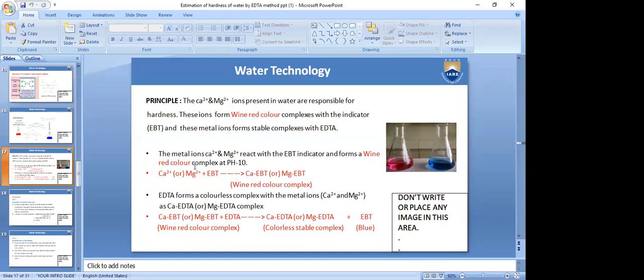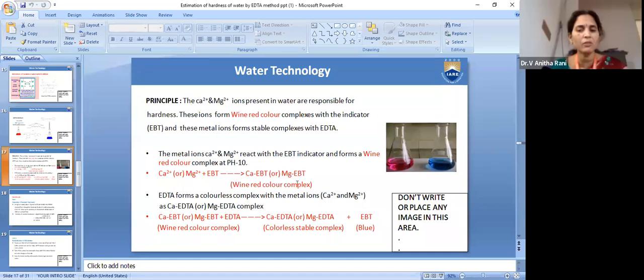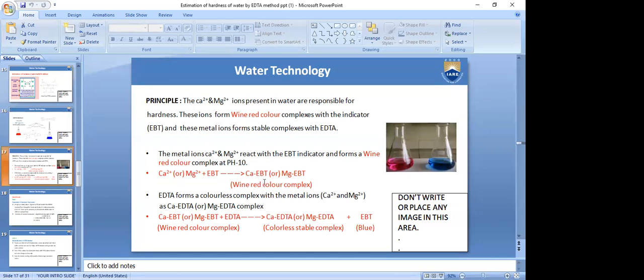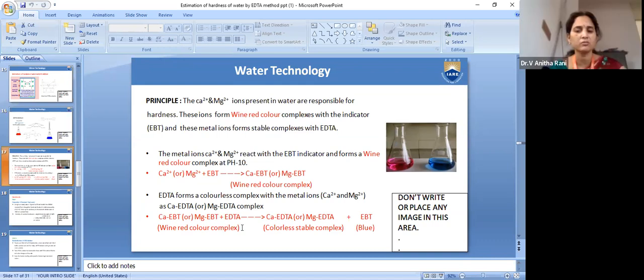Why it is changing into wine red color? Due to the dissolved salts. What is forming in water, ma? Wine red color, calcium EBT or magnesium EBT. Calcium EBT or magnesium EBT. Then what you are doing?